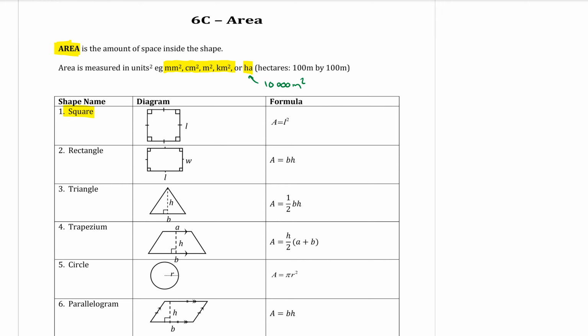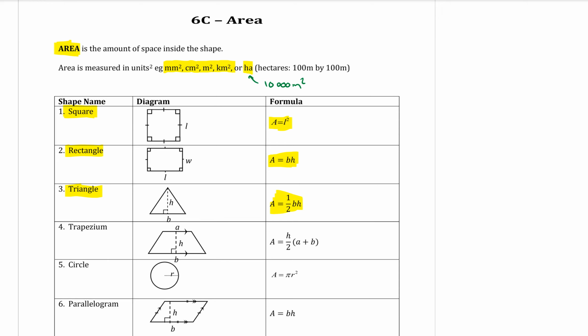A square, we're going to call the side of the square L, and the formula is A equals L squared. The rectangle, here it is. It says L and W on the diagram, but I usually use B and H. It doesn't matter if you use different letters, it's just those two measurements that need to be timesed together. So A equals BH, or base times height for a rectangle. Triangle is half of a rectangle, so it is half of BH.